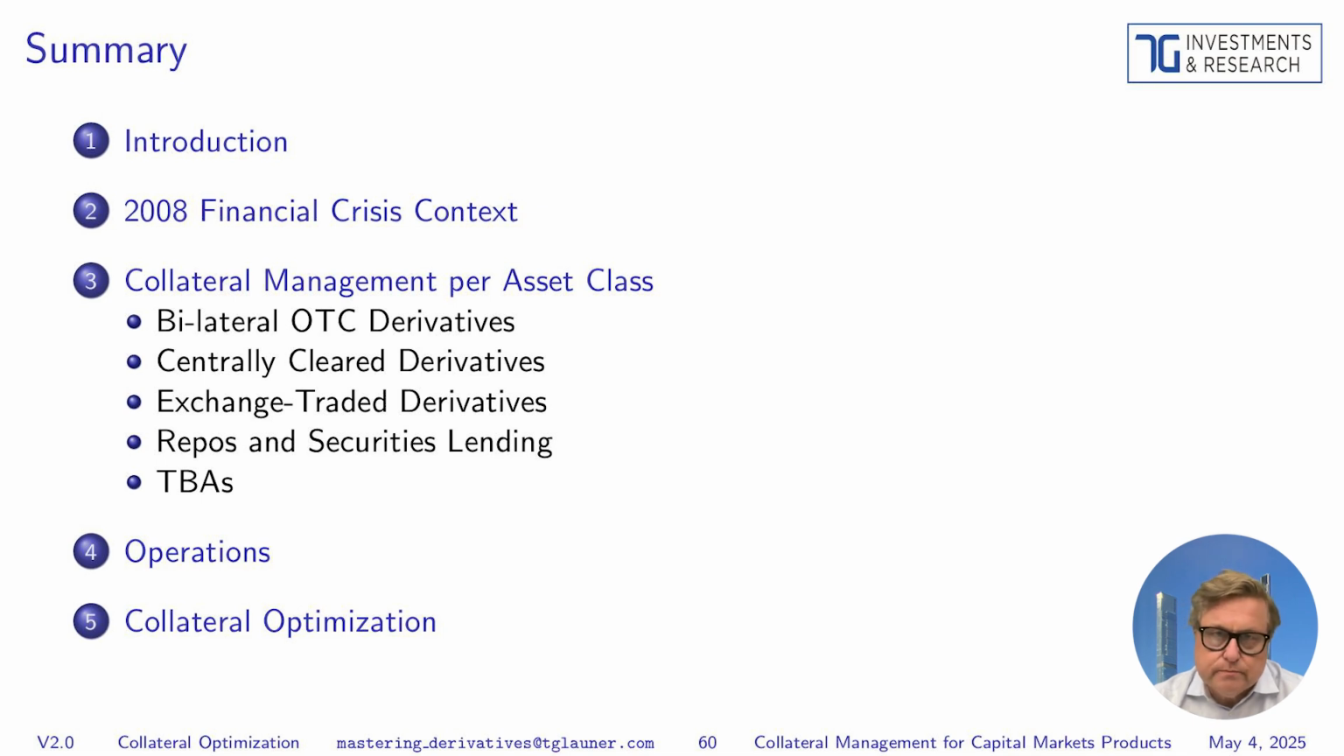This concludes the lecture. Let's quickly recap what we covered today. We started with an introduction to collateral management and the regulatory context that emerged after the 2008 financial crisis. Then we reviewed collateral practices across major asset classes, including bilateral OTC derivatives, centrally cleared derivatives, exchange-traded derivatives, repos and securities lending, and TBAs. We also walked through the operational workflows that support daily margining and collateral settlements. Finally, we discussed collateral optimization, focusing on how funding costs and eligibility drive collateral allocation decisions.